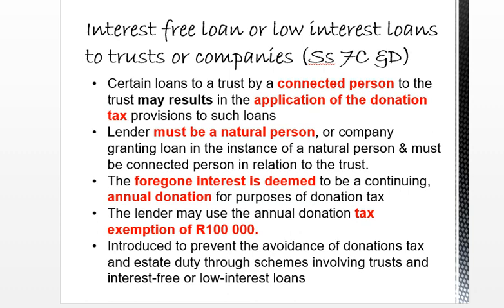And this section was basically introduced to prevent the avoidance of donation tax and estate duty through schemes involving trusts and interest-free or low-interest loans, because there were many trusts who took advantage of this, and there weren't any tax consequences to it previously. So that's why this was introduced.